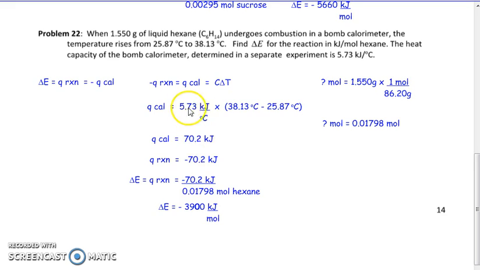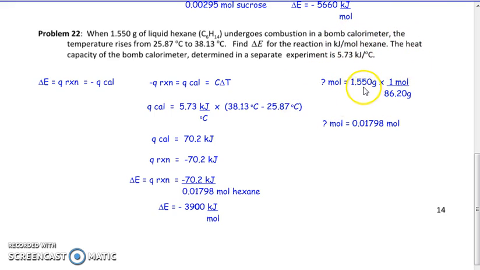So I got 70.2 and I multiplied this out. So the Q of the reaction is negative 70.2. But look, what is this right here? It's kilojoules per mole of hexane. So I think one of the biggest takeaways here is you have to read the problem and look at your units. Have your units determine what you need to do. So I still need to find moles of hexane, so that's what I did right here.